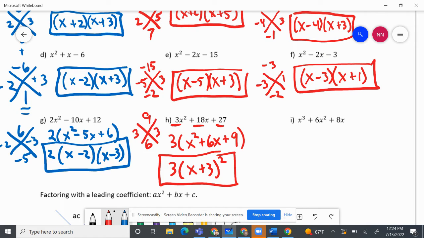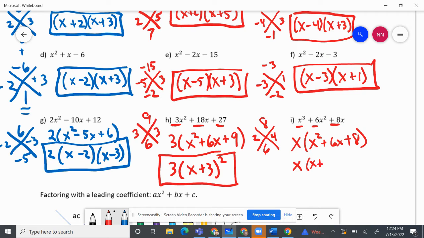For letter I, they all have an x in common. So I factor out an x, and I have x squared plus 6x plus 8. So I'm looking for two numbers that multiply together to give me 8 and add up to 6, and that would be 2 and 4. So what I have is x plus 2 and x plus 4.